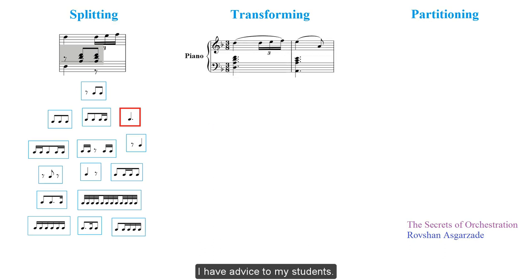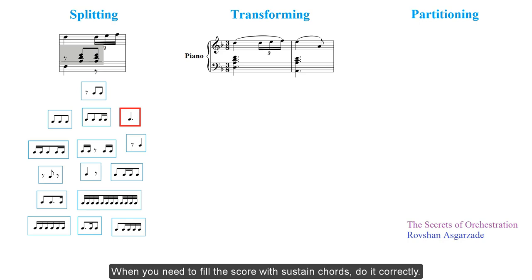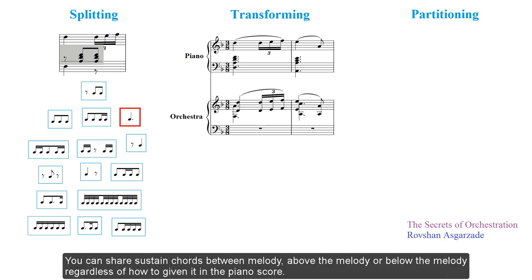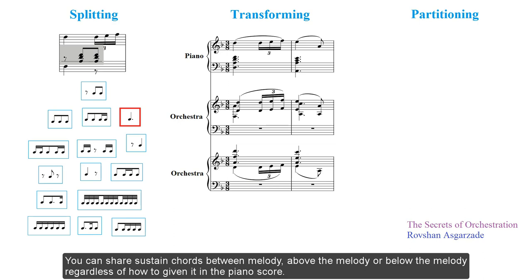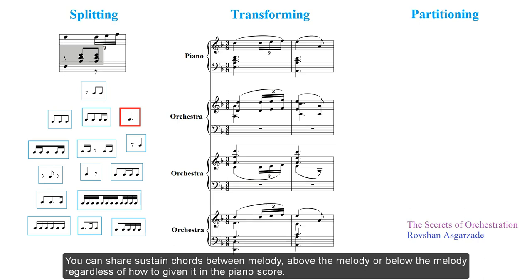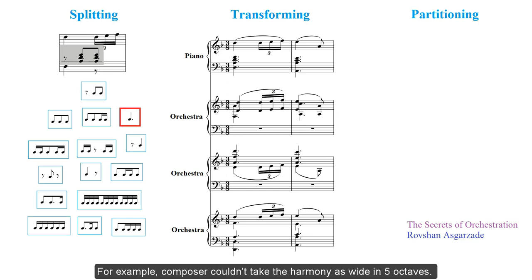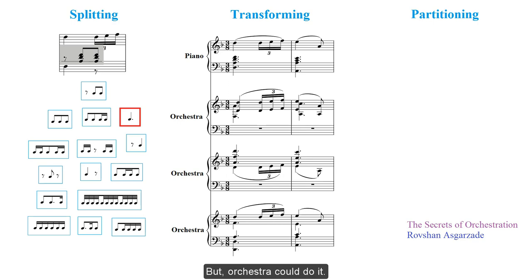I have advice to my students: when you need to fill the score with sustained chords, do it correctly. All your hard work is to get a clear sound of the main melody. You can share sustained chords between the melody, above the melody, or below the melody, regardless of how it is given in the piano score. Because a composer couldn't present all of his orchestral ideas in the piano score, depending on piano playing techniques. For example, a composer couldn't take the harmony as wide as 5 octaves, but an orchestra could do it.